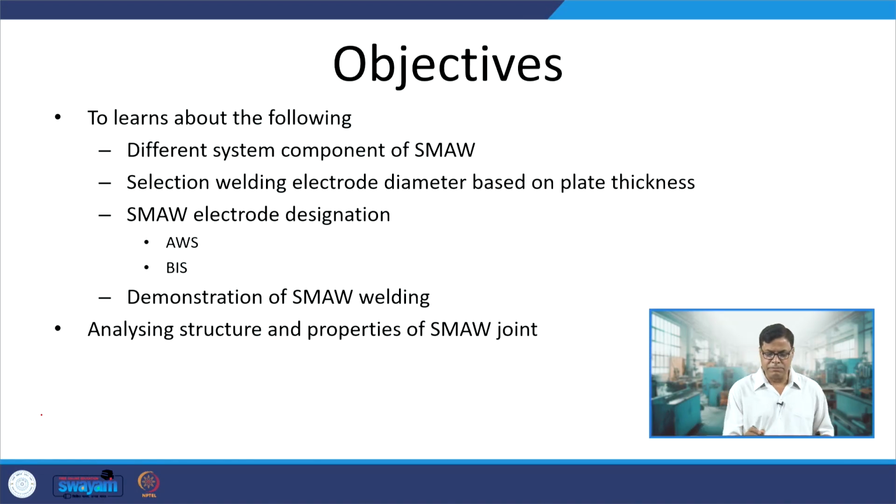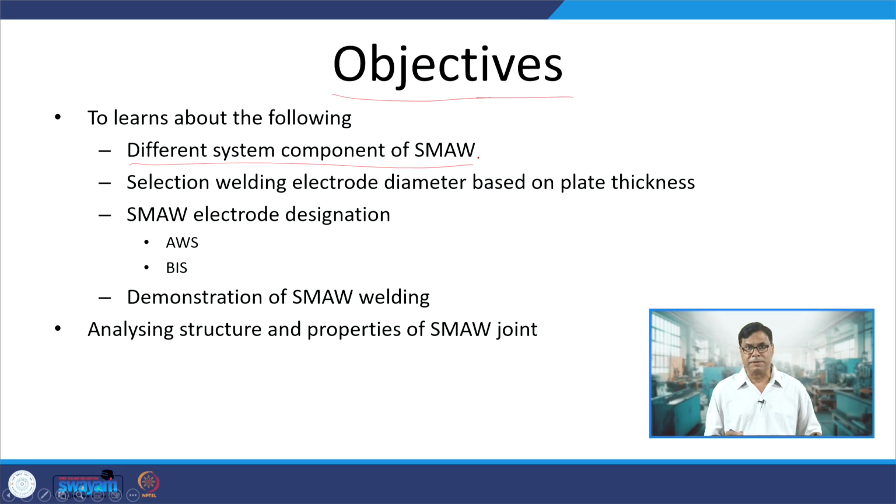As far as content is concerned, we will be talking about various aspects. The objective of this practical is to learn about the following: what are the different systems related to the SMAW process, on what basis we choose the electrode based on the thickness of the plate to be welded, and how we identify or designate the welding electrodes used in SMAW according to the American Welding Society or according to the BIS, Bureau of Indian Standards.